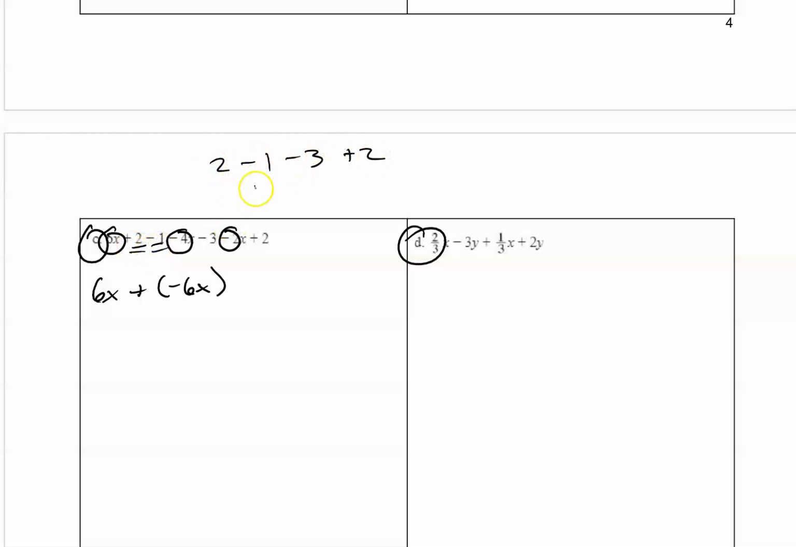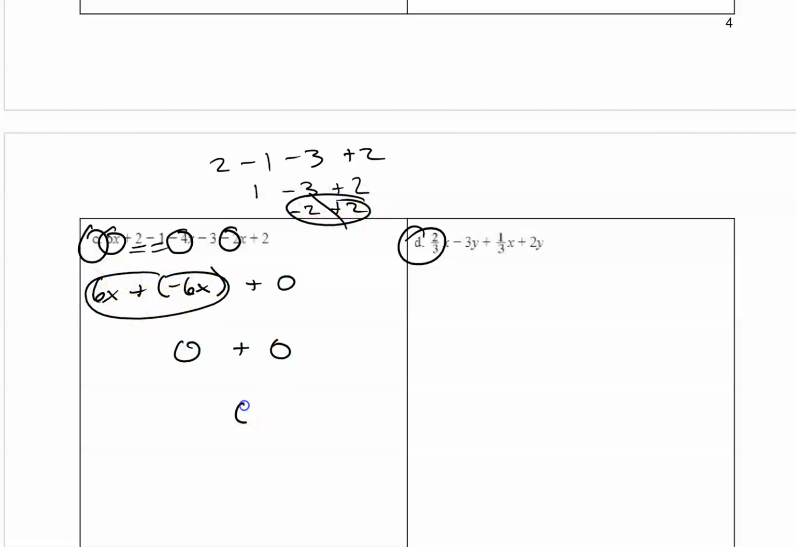2 minus 1 is 1. And then we have 1 subtract 3 plus 2. 1 subtract 3 is -2. And then if you add 2 onto that, well, that's a zero pair right there. So that actually becomes 0. And if you notice, that's a zero pair too. So it's just 0 plus 0, or 0.